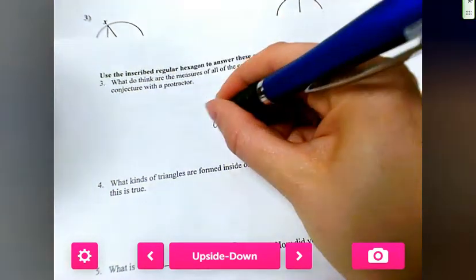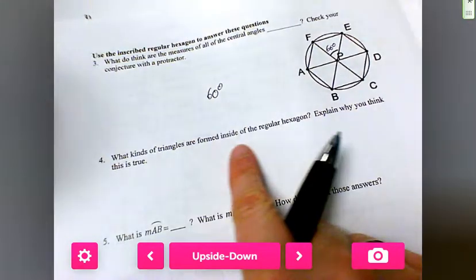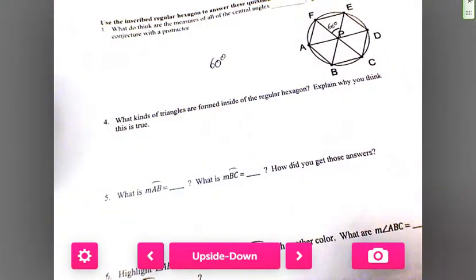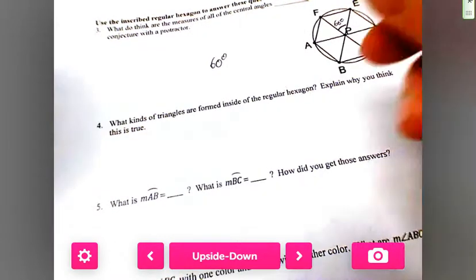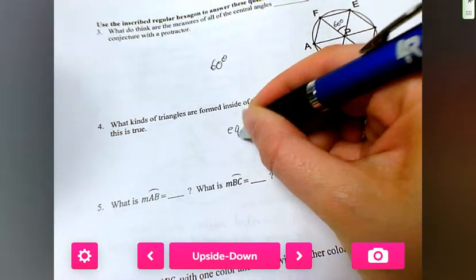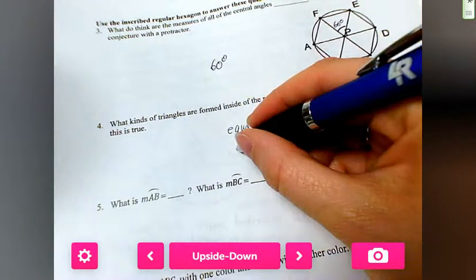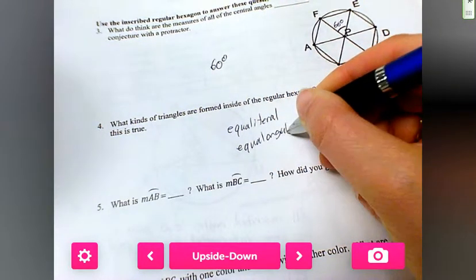Okay, 60 degrees. What kind of triangles are formed by the regular hexagon? What kind of triangles are these? Are they equilateral, scalene, isosceles? We think they're equilateral, right? Because all the angles will be the same. We also sometimes call that equal angular. All the angles are the same.